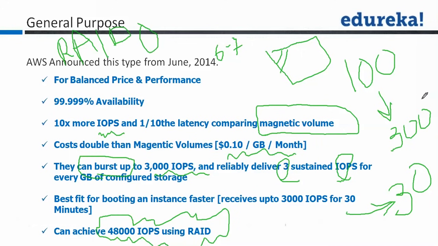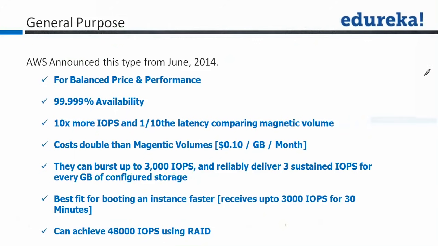So this is the classic case when you want to get the balance of price and performance, a bursty scenario, faster bootable volumes. In all these scenarios, you should use the general purpose volumes only. The only challenge with this is it costs you more, 10 cents per GB. If you are creating a volume of less than 35 GB, you should not prefer this, because in that scenario you get only 100 IOPS, which you anyway get with the magnetic volumes. If you are creating more than 50 GB, it is recommended to use general purpose volume only.